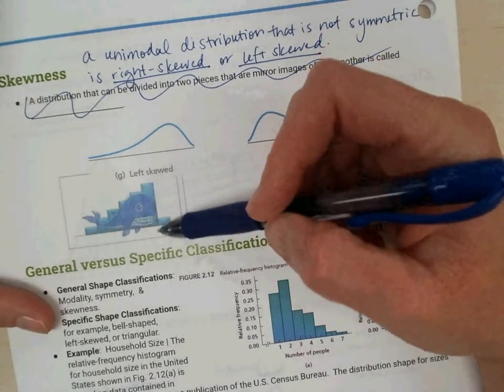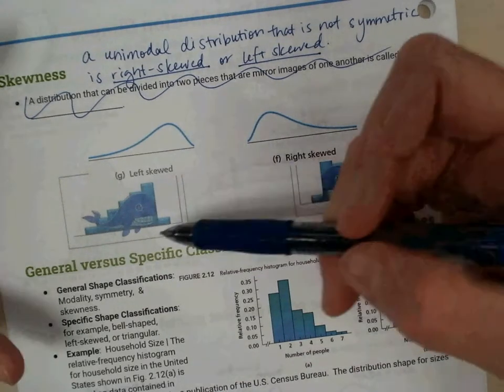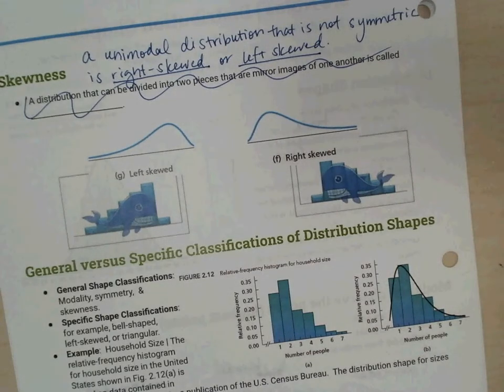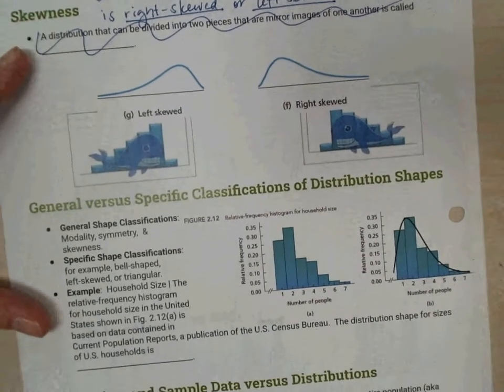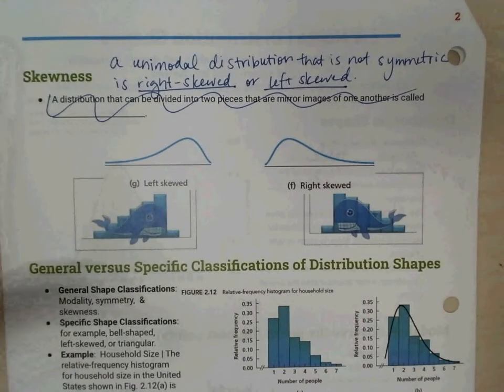Remember, the higher bars in the histogram are the ones where the data occurs most often. So the highest one would be the mode of the data set. Make sure everybody's got that. General versus specific classifications. I've already referenced this. General shape classifications would be modalities, symmetry, skewness. More specific would be those subcategories like bell-shaped, left-skewed, triangular.